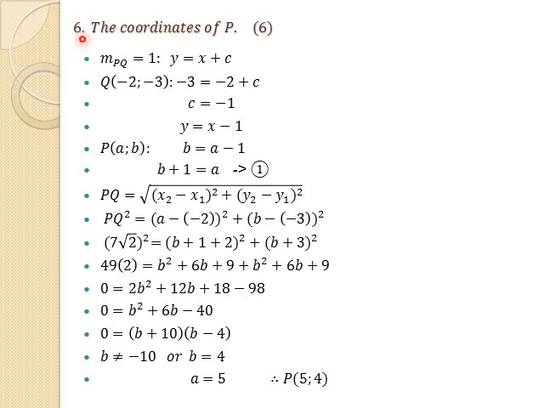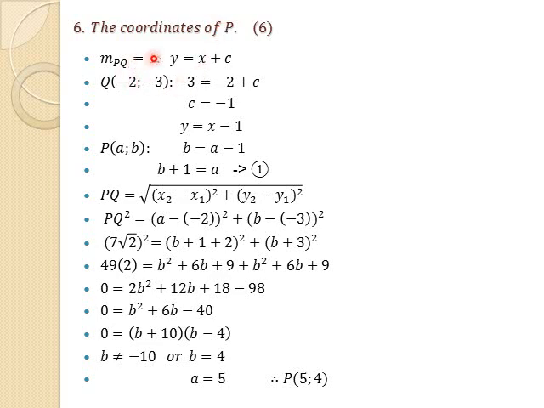Right, question 6, we want the coordinates of P. Now for P we have two items, gradient of PQ which is 1. We know the distance of PQ which is 7 square root 2. Right, P has two unknowns, so we'll have to solve simultaneously. There's no midpoint, so I can't use the midpoint formula to find the coordinates.